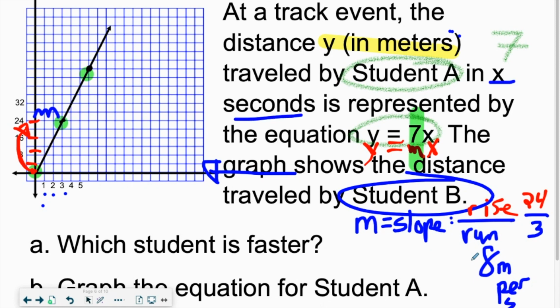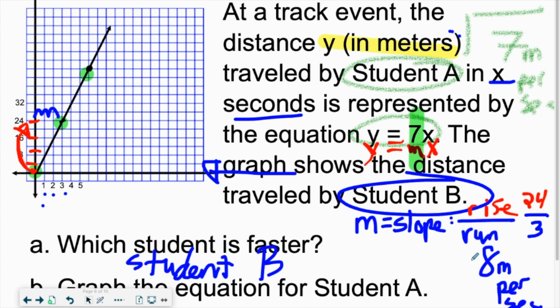So 8 meters per second, which means interpret our slope of 7 up here. Well, that was 7 meters. If you want to spell out the word meters instead of just the letter m, you can do that. Per second. Who's running faster? You are correct. That would be student B. If you had to justify it, you could talk about their slope as running faster.